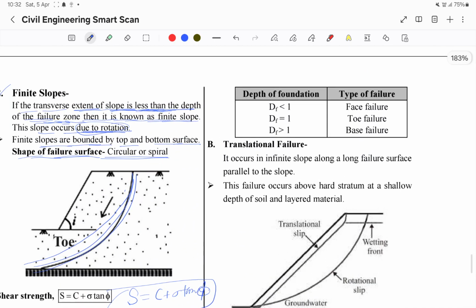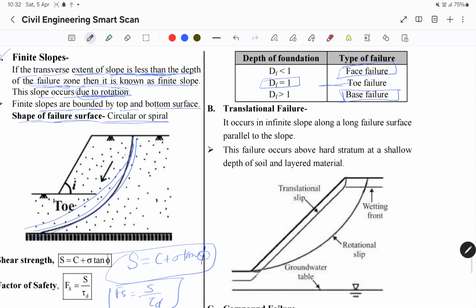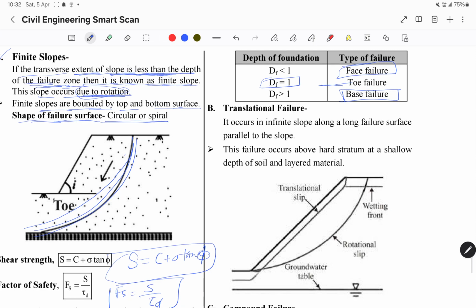Depth of foundation is less than 1, face failure. Depth of foundation is equal to 1, toe failure. Depth of foundation is greater than 1, base failure. Face, toe and base failure.